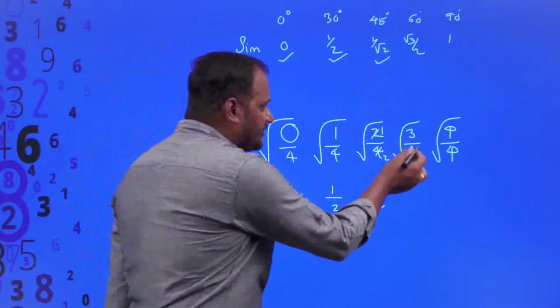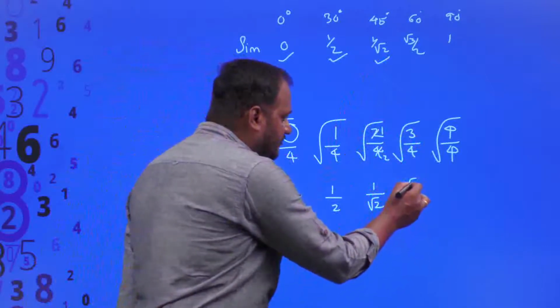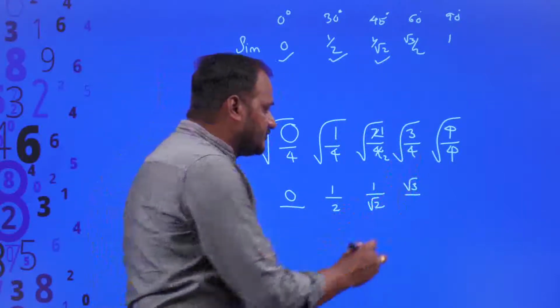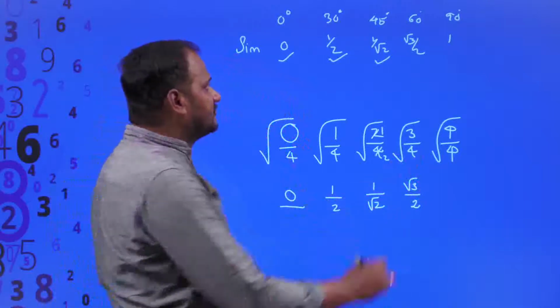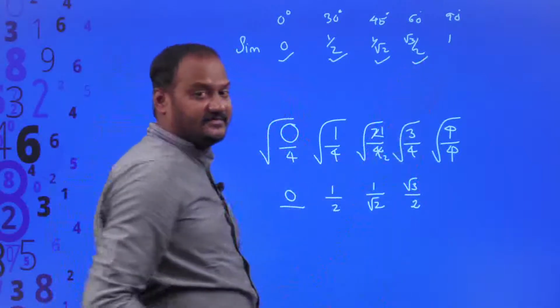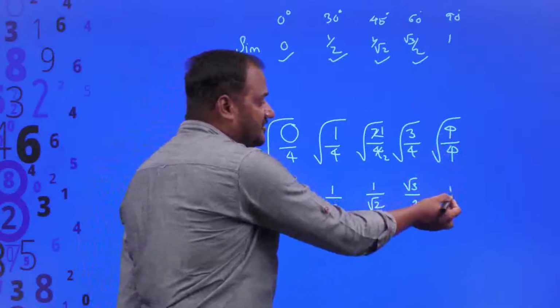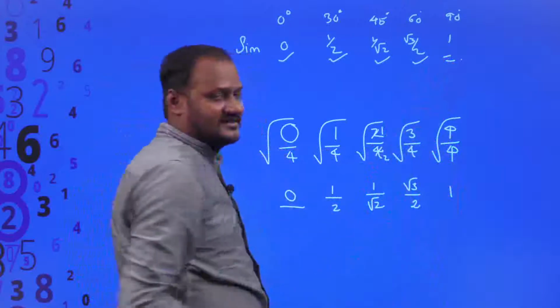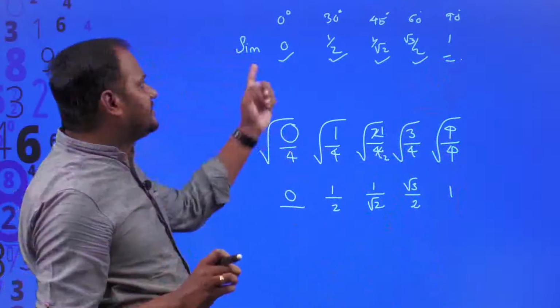Now square root of 3 divided by 4: 3 divided by 4 cannot be cancelled, so split the square root for both numerator as well as denominator. Square root 3 is square root 3, divided by square root 4, which is 2. So root 3 by 2 is the value of sin 60. And coming to 4 divided by 4 equal to 1, root 1 is equal to 1, that is sin 90 degrees. You understand? So this way you can easily remember the values of sine.